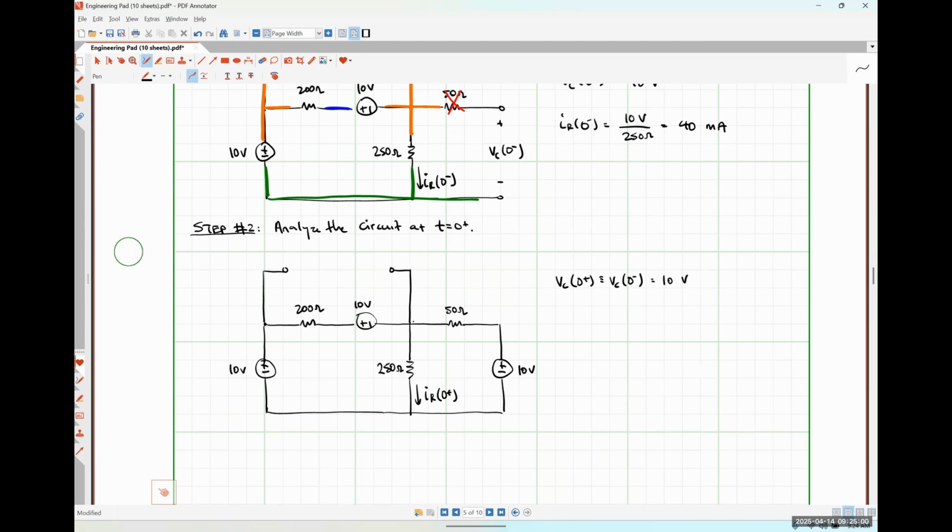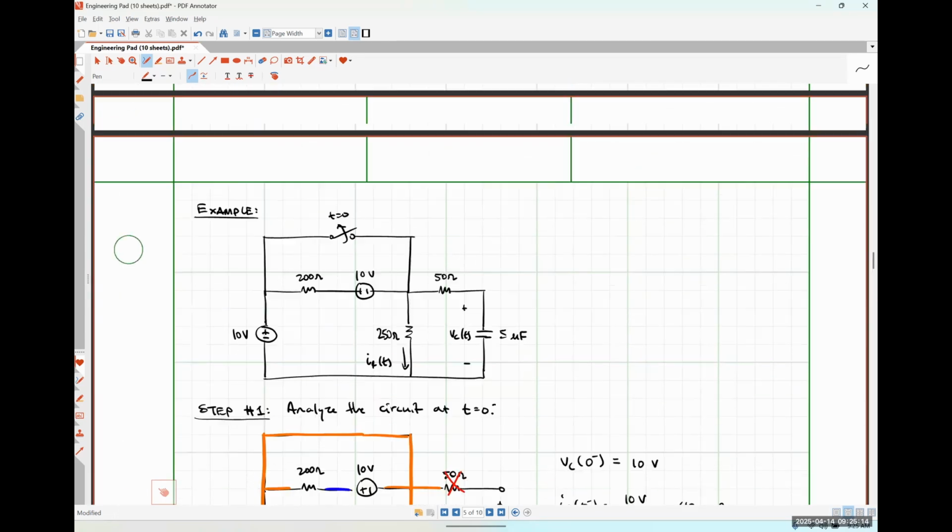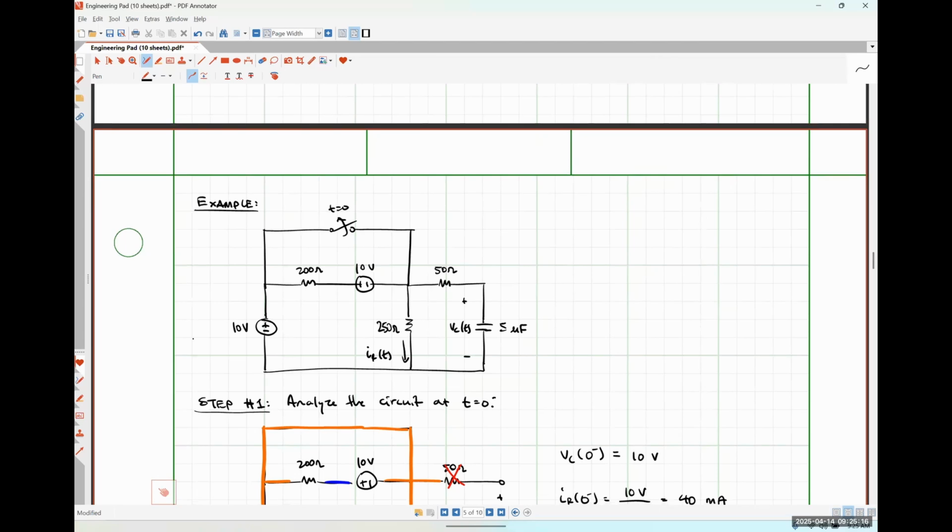So all we need to do now is analyze this circuit to find out what IR at 0 plus is going to be. Brielle, how may I help you? So our switch was opening at t is equal to 0. So it was a short circuit at 0 minus, and it will be an open circuit at 0 plus, based on the way that that arrow is drawn.